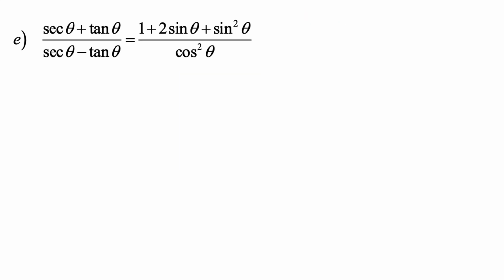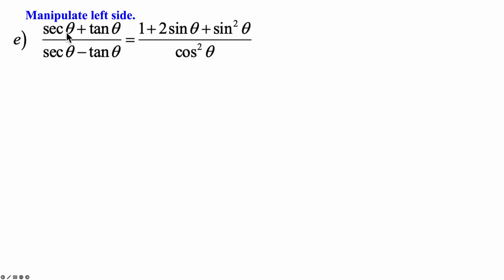E, we have secant theta plus tangent theta over secant theta minus tangent theta is equal to 1 plus 2 sine theta plus sine squared theta over cosine squared theta. Even though the right side has more stuff, I'm going to go with the left side for the following reason. This is already in sines and cosines. So I think this is what we're going to manipulate first, and I think we should go right away and cancel. Well, wait a minute. I was thinking about going sines and cosines, but I just noticed something here. This is a conjugate pair.